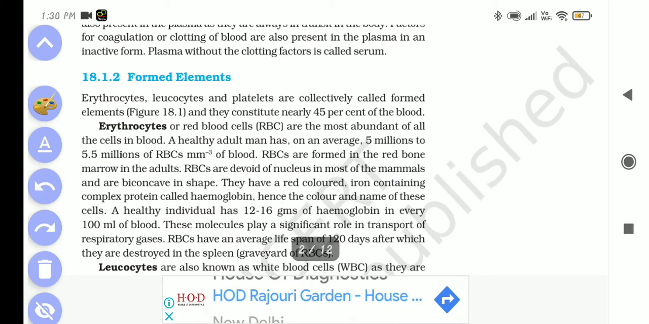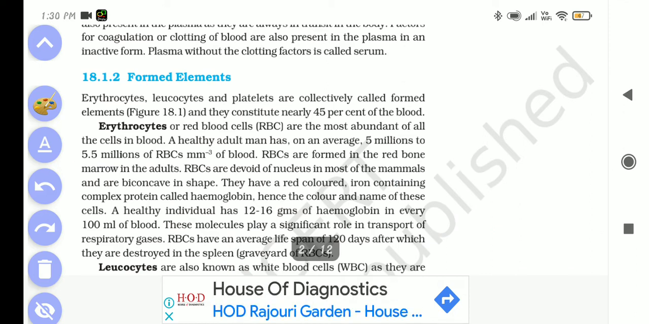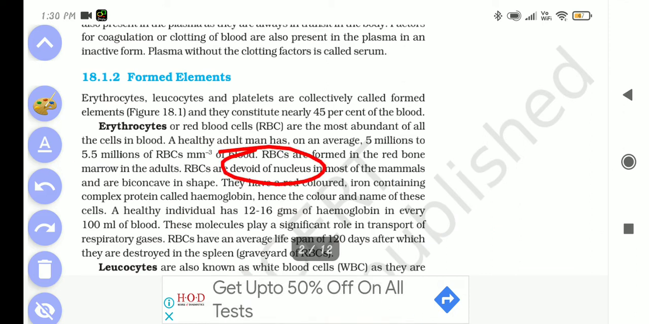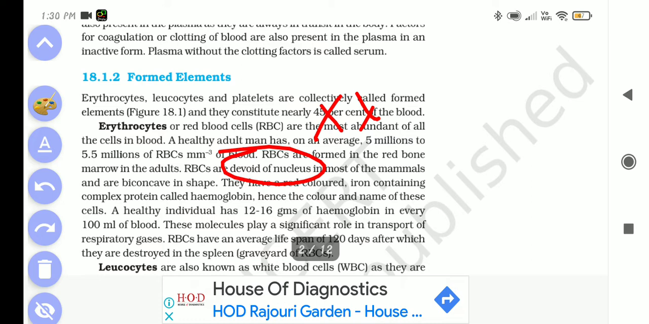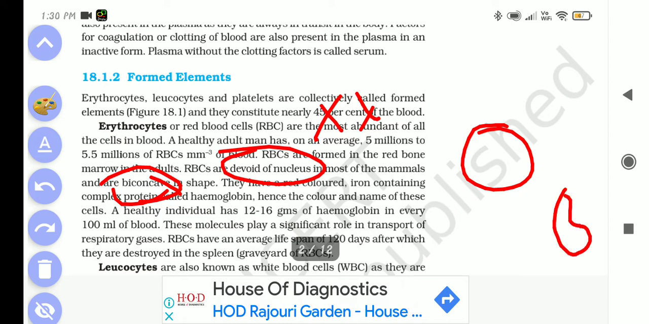And now what is it saying? It is saying that RBCs are devoid of nucleus, means they don't have the nucleus. And next it is saying that in most of the mammals they are biconcave in shape, means they are not completely circular, they look biconcave. And they have red color due to the iron containing pigment which we call hemoglobin.